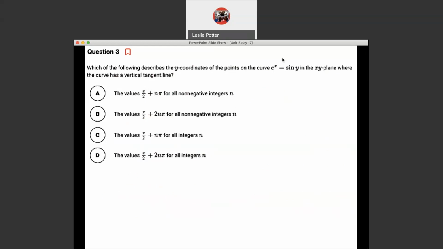So we need to differentiate this. There's our infinite slope, and we know what that means in terms of a rational expression: we need to set the denominator equal to 0. So let's differentiate so we can find our derivative. We have e to the x equals sine y. Differentiating e to the x is e to the x, right? E to the x is its own derivative.